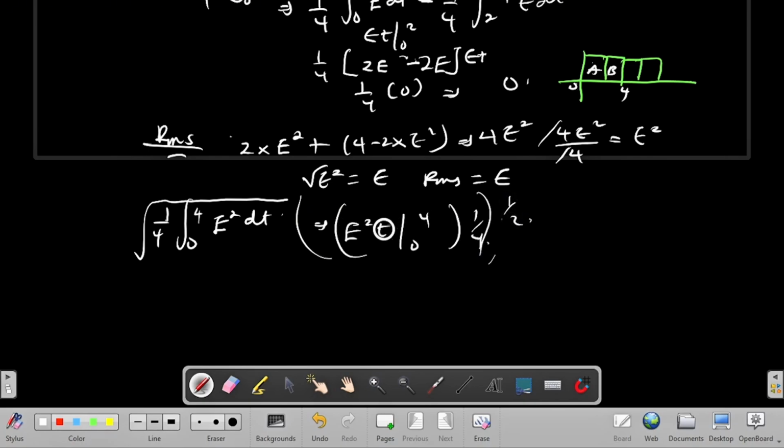So now, when 4 goes here, it's 4 minus 0. So you get 4E squared, right? Is that not it? Times 1 over 4. This cancels, that side is E squared. You already have our square root outside, so this becomes E. Sorry, this becomes E, not T. So here is actually E.